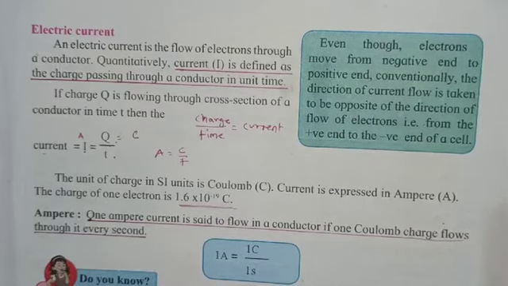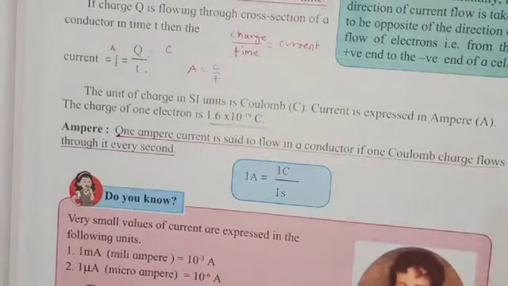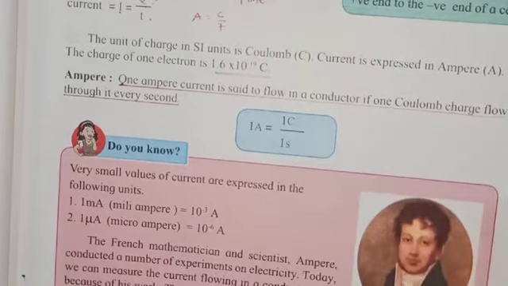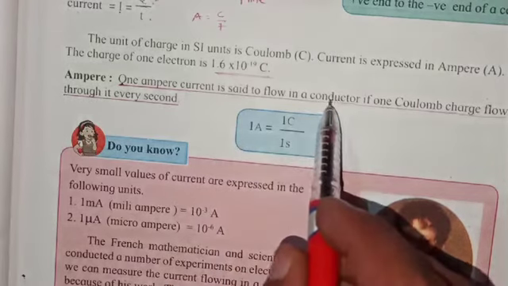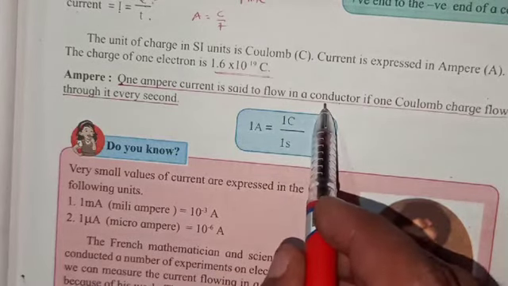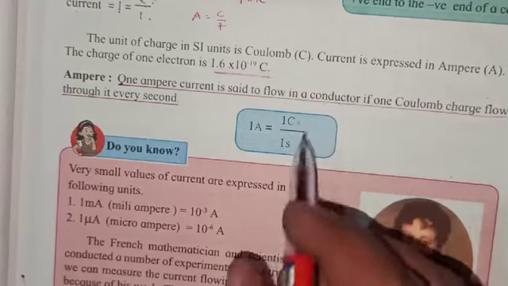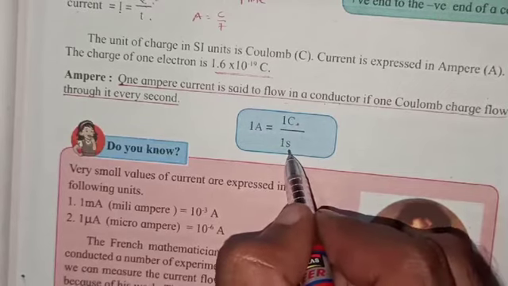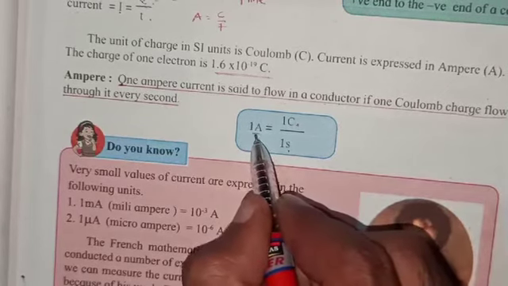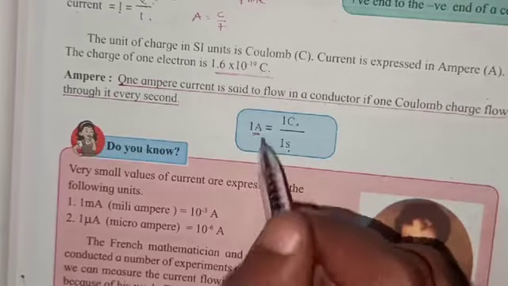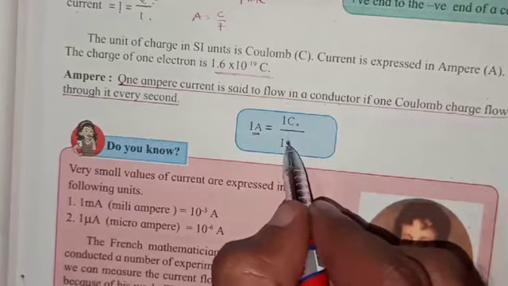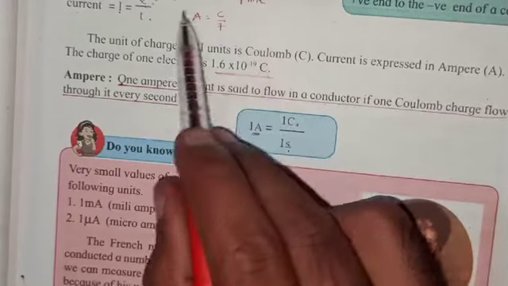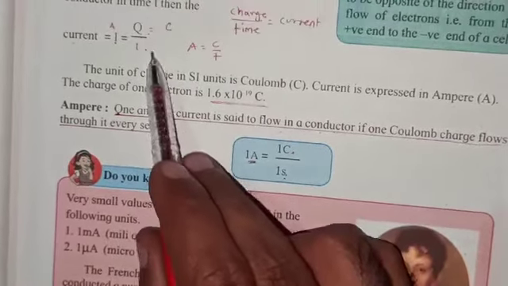Now, what is an ampere? One ampere current is said to flow in a conductor if 1 coulomb charge flows through it every second. So what is meant by 1 ampere? If there is 1 coulomb charge in a conductor and it flows within 1 second, then the current is said to be 1 ampere. So 1 ampere is equal to 1 coulomb upon 1 second, and current is equal to charge upon time, q upon t.